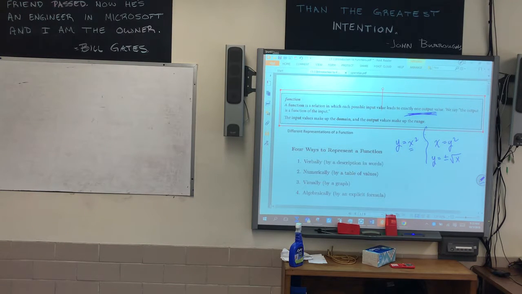I'll plug in 4. What do I get if I plug in 4? Plus or minus 2, right? I get 2 outcomes, 2 outputs for that one input. That violates the definition of a function, right? Does that make sense?